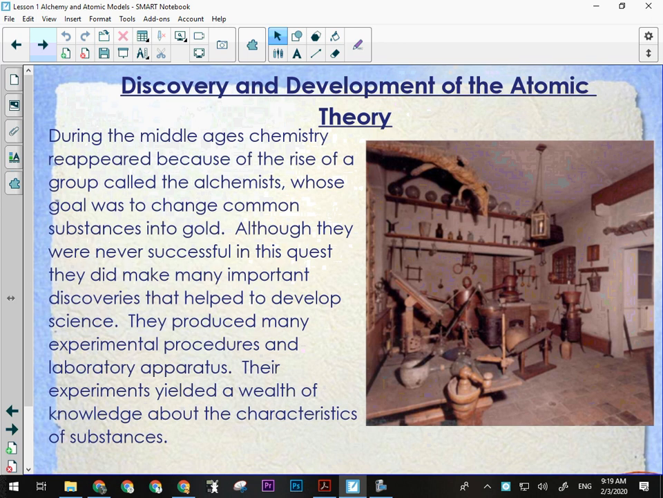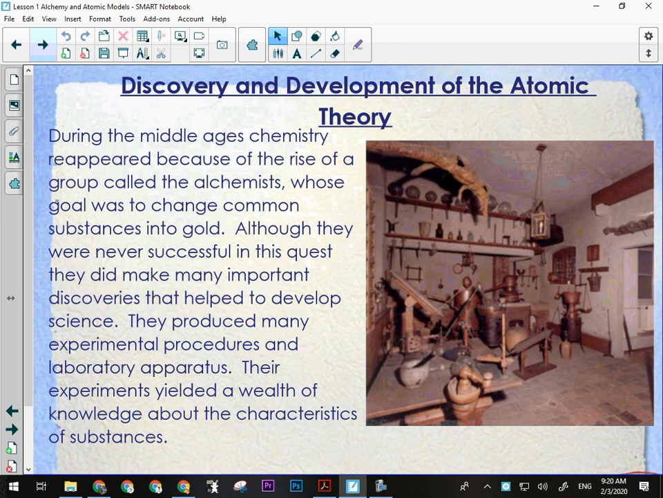Alchemists were not like true scientists. They were in it for the money. They would have these secretive little labs, like you'd picture a wizard being in, dark and cold, and they'd have all these potions boiling and stuff like that. That would be what an alchemist's lab would look like.